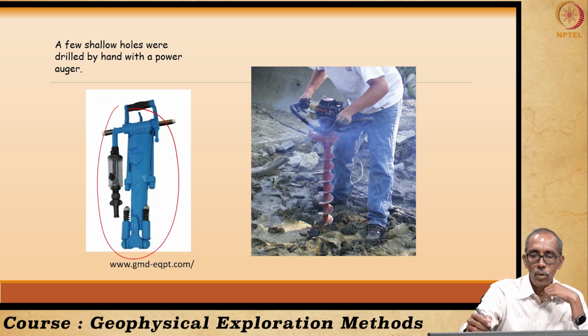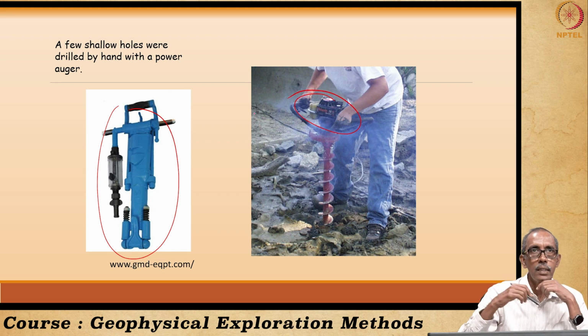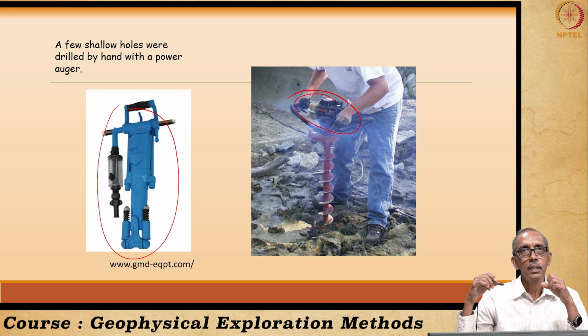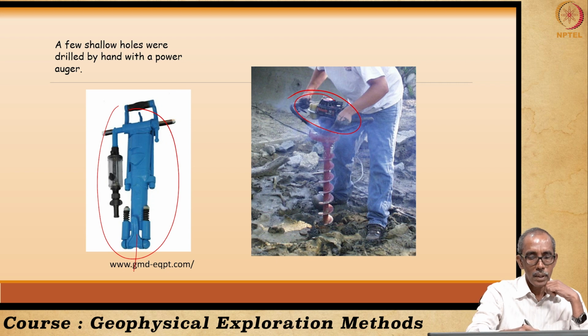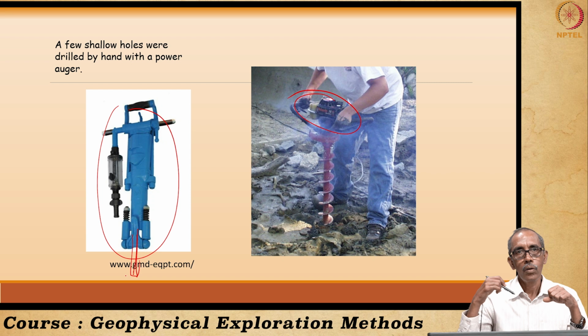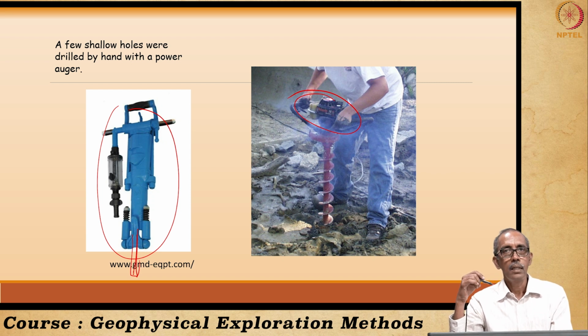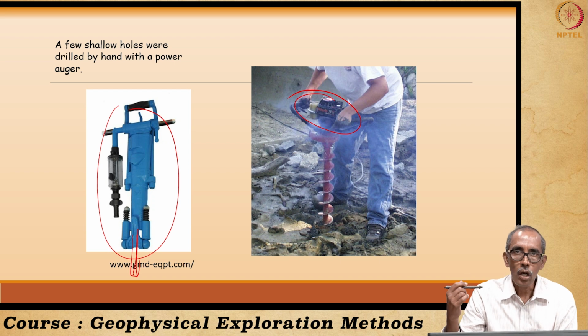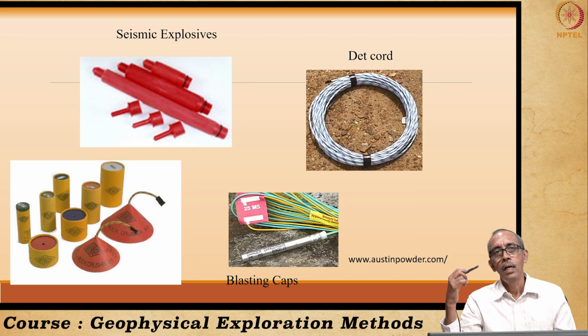A person can hold this, as you can see in this diagram. So this will be power operated. There will be a hammer at the bottom that will make a hole on the surface of the earth. So these tools are usually deployed to make shallow holes. These holes are going to be loaded with the explosives, right? That is why they are called short holes.